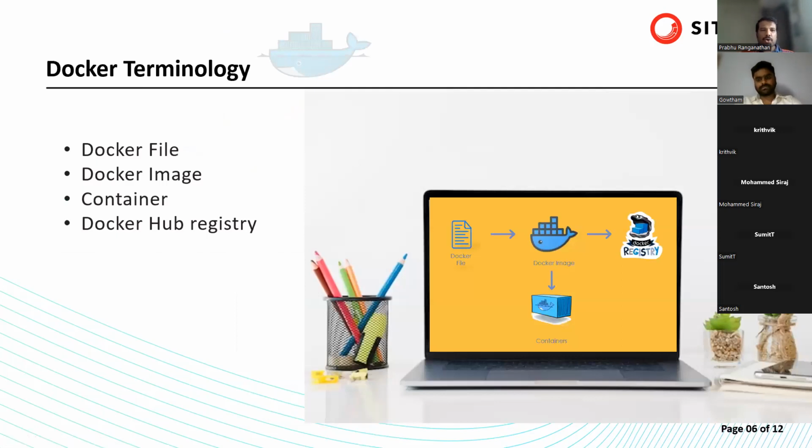So there are some Docker terminologies we keep hearing when we are getting into the Docker world, the container world. Those terminologies are Dockerfile, Docker image, container, and Docker Hub registry. These are the four terminologies we keep hearing about. So what are those? What is the purpose of having this information? Regarding that, Dockerfile is a main key file.